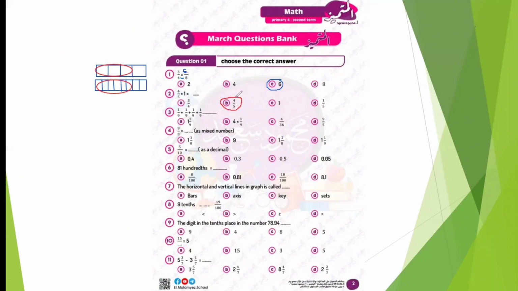B. Number 3. 1 over 9 plus 1 over 9 plus 1 over 9 plus 1 over 9. That means I repeat 1 over 9 4 times. 4. How can I write 9 over 8 as a mixed number?